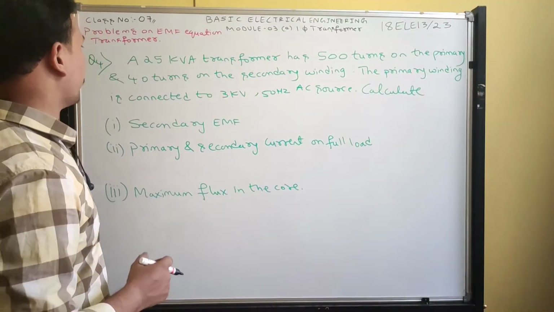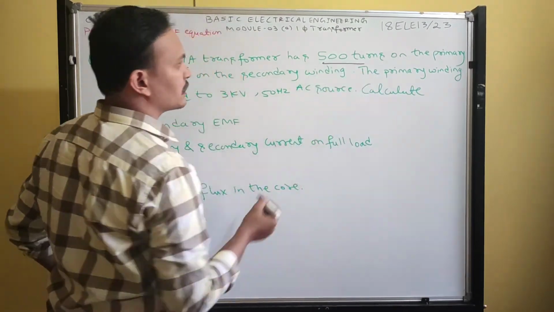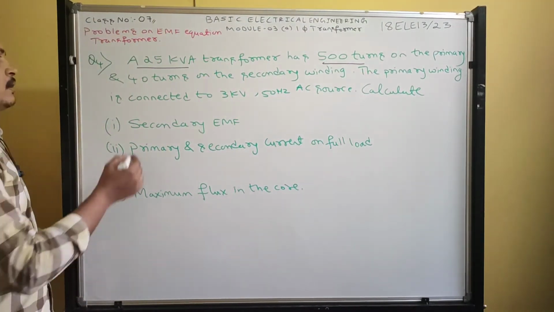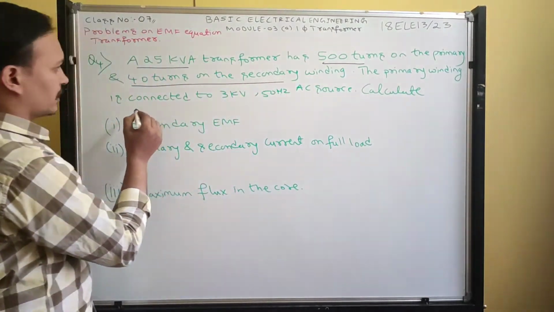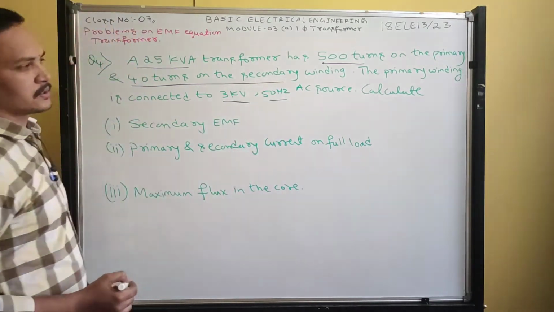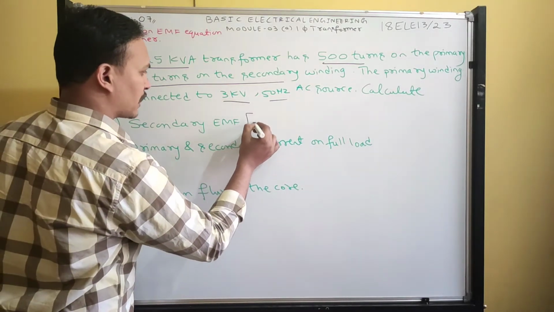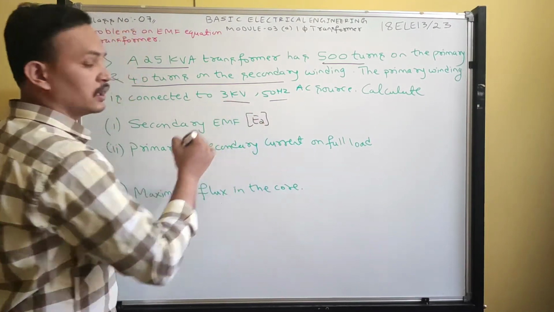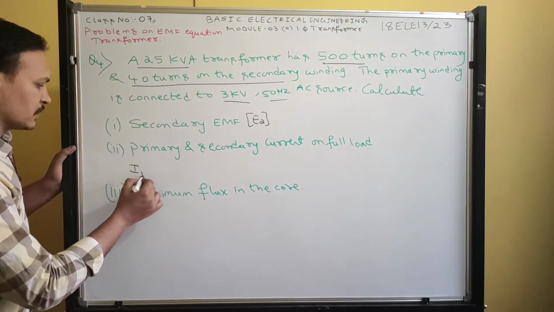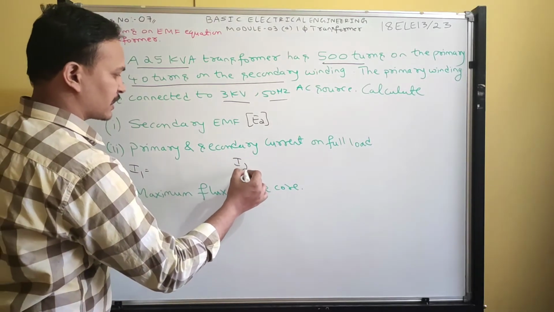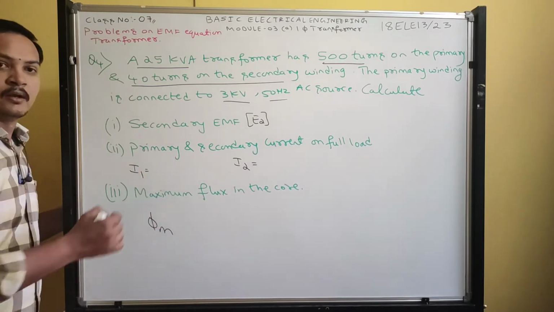Okay guys, next question number 4. A 25 kVA transformer has 500 turns on the primary and 40 turns on the secondary winding. The primary winding is connected to 3 kilovolts 50 Hz supply. Calculate secondary EMF, means you have to calculate E2 value, and primary and secondary full load currents. Primary current is I1, and secondary full load current you should calculate. Later, maximum flux in the core.